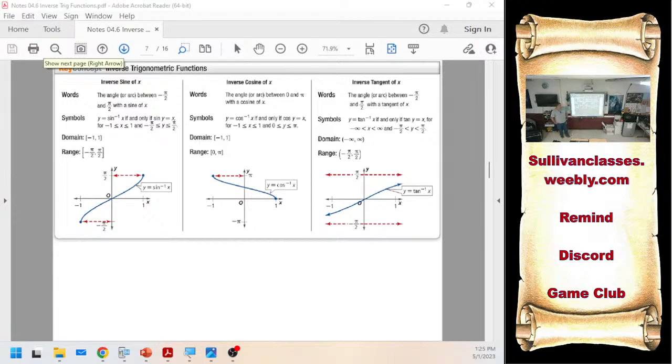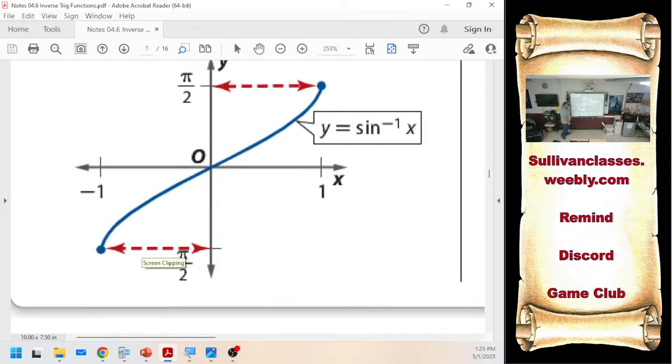So, these are all of my parent functions. I want you to think about this and what's going to change if I say y is the arc sine of 4x. What's going to change? Is that 4 in the A, B, H, or K spot? It's in the B spot. B spot is horizontal stretch or compression by the reciprocal. So instead of going out to plus or minus 1, it's going to go out to plus or minus 1/4.